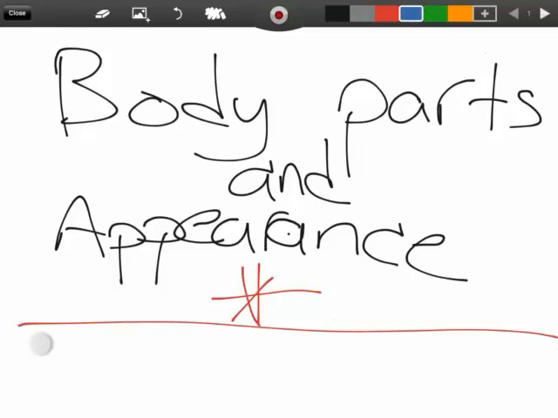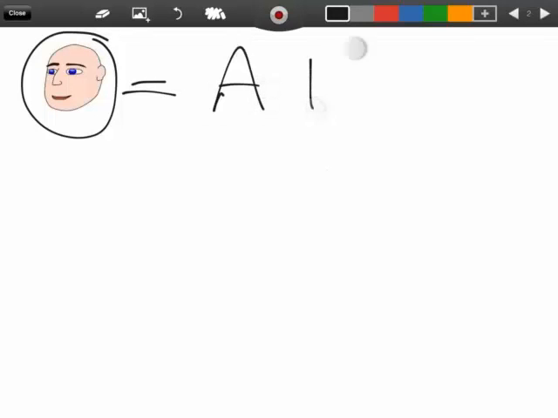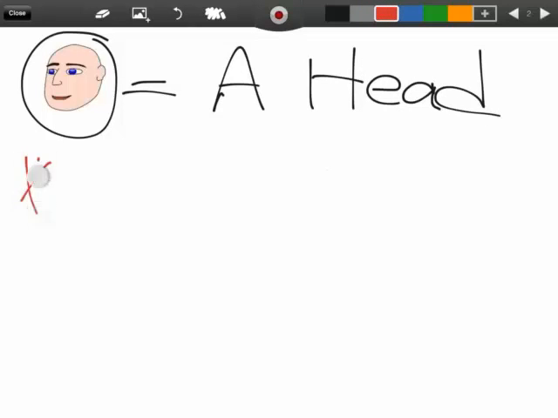Well, what are body parts and appearances? Well, I'm going to go ahead and give you some examples. First, we are going to start with the face. Just to make that much more clear for you, we are going to start with the face first. Now, let's get started. In our picture, you see a person, and this body part is called a head. A head. And I'm going to go ahead and write this out for you.